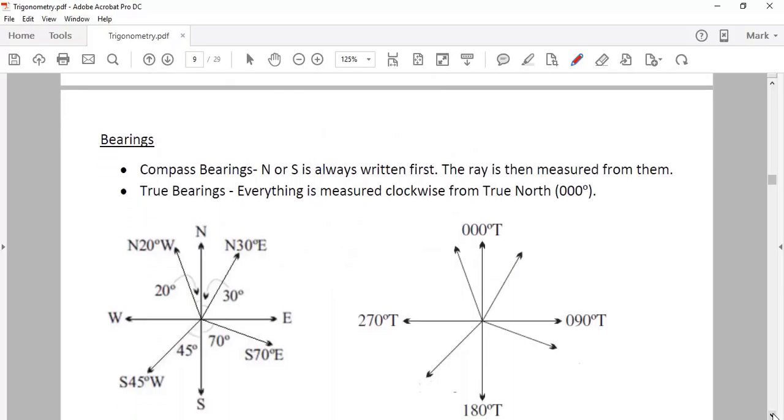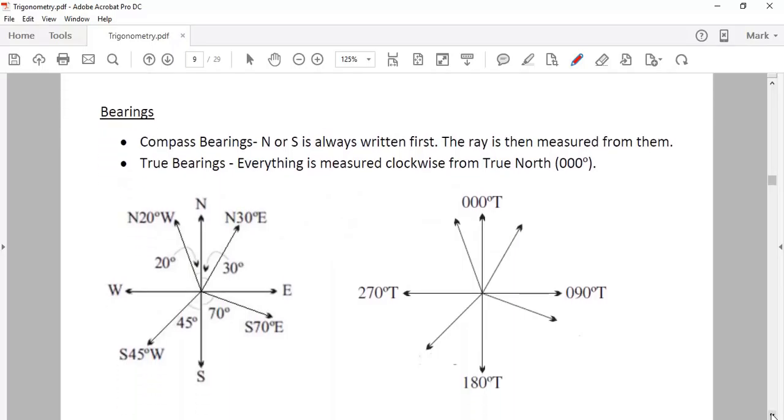So next we have bearings. Compass bearings: north or south is always written first, and then the ray is measured from them. So this one here is north 30 degrees east. This bottom one here is south 70 degrees east. So it's always measured from the north or the south line.